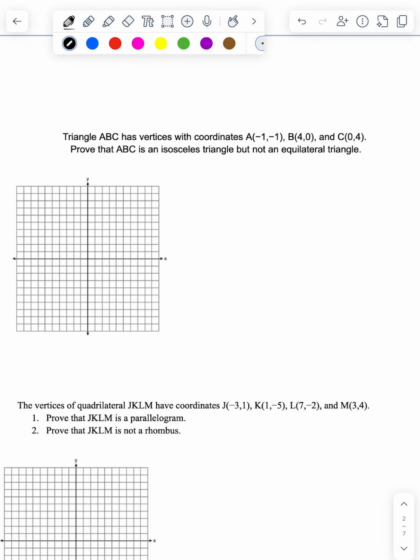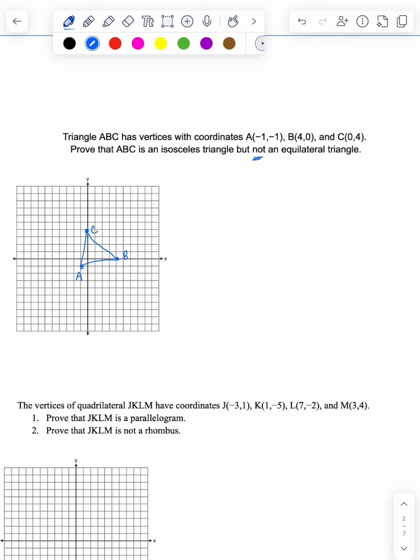Okay. Over here, I have another one about a triangle. I'm going to just graph this really quickly so that way you could see it. And once again, using the grids is always optional, but I highly recommend that you do use the grid in order to avoid any mistakes that don't need to be made. If it's there, why not use it? Prove that ABC is an isosceles triangle, but not an equilateral triangle.